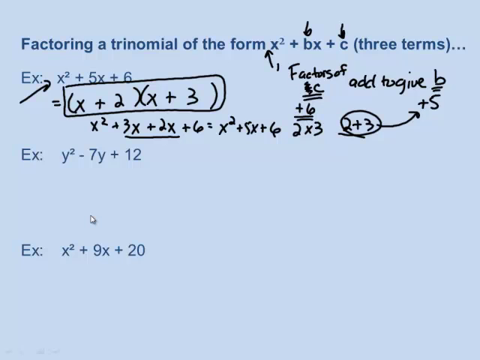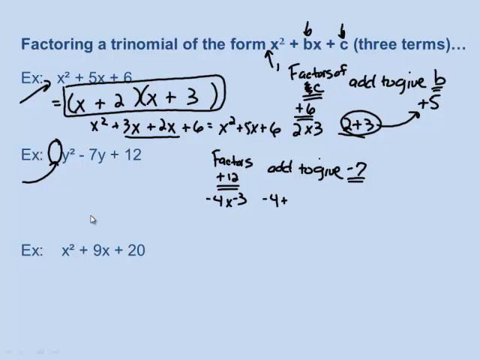All right, second example. Again, notice that the leading coefficient in front of our y squared term is an understood 1. So we simply need to find factors of our last term, which is a positive 12, which will add to give us our middle term, which in this example is negative 7. So positive 12, there's several ways you can break down a positive 12. One of them is negative 4 times negative 3. Negative times negative is a positive. Negative plus negative, though, gives us a negative number, and in this case, negative 7.